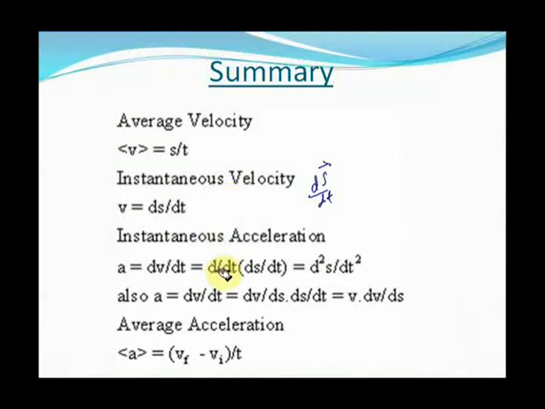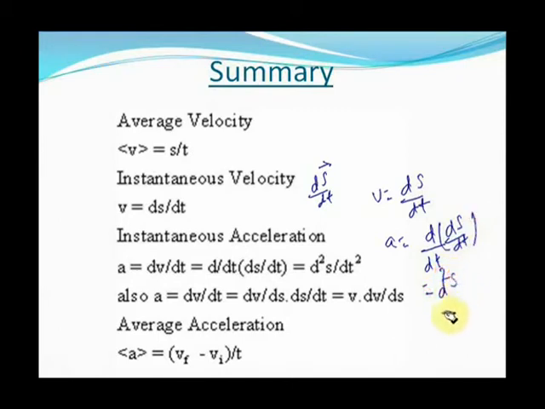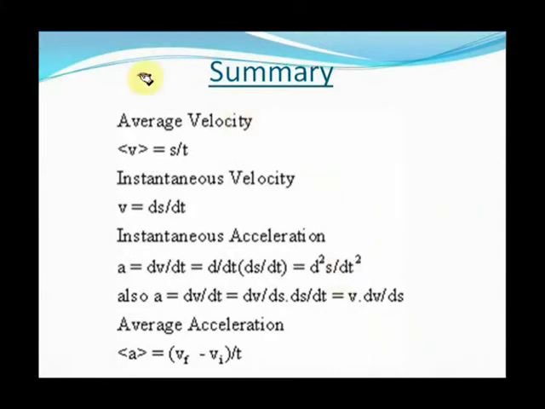Instantaneous acceleration is equal to dv by dt, and as we have already seen that v is equal to ds by dt, so a will be equal to d by dt of ds by dt, which is d square s by dt square. So this is one more formula for instantaneous acceleration.